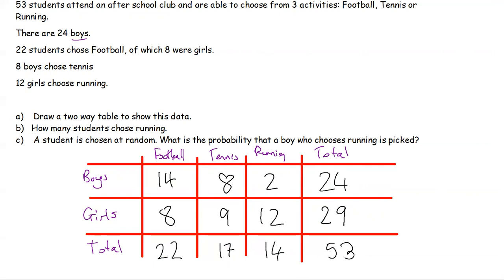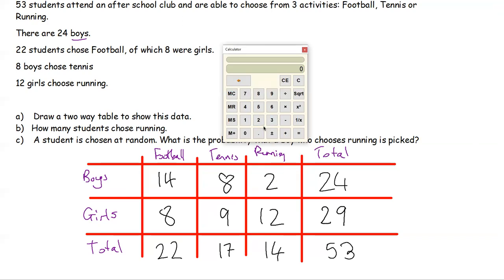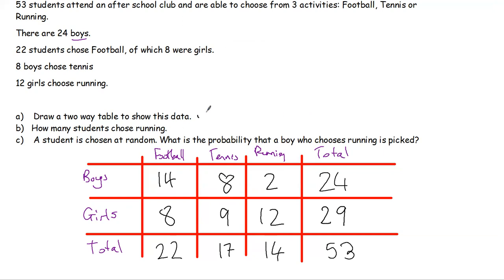I'm just going to check this right this time because I've done that very quickly. I'm just going to check the bottom 3 add up to 53. That's worked. Yeah, must have got it right. Okay, so done the two-way table. How many students chose running? 14. A student is chosen at random. It's the probability, isn't it? What is the probability that a boy who chooses running is picked? So boy running is 2 out of all the students that have been picked. So that'd be 2 out of 53.